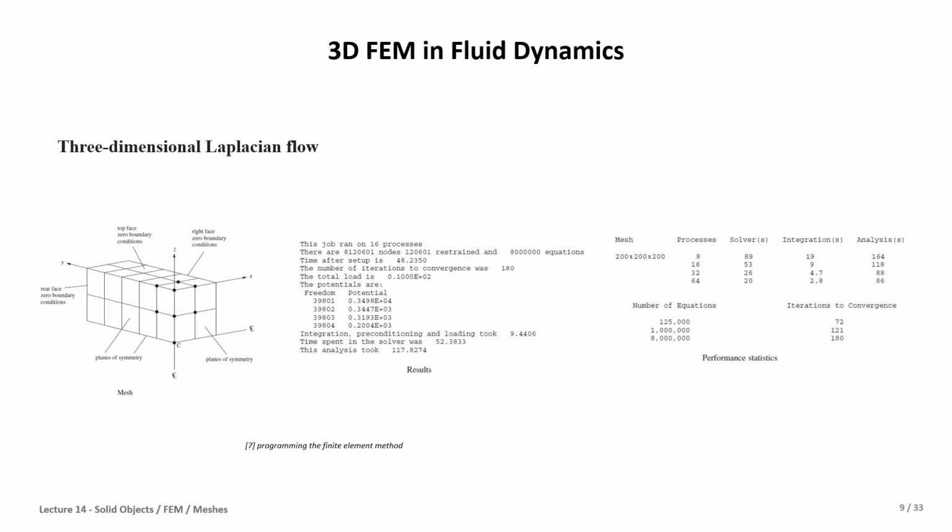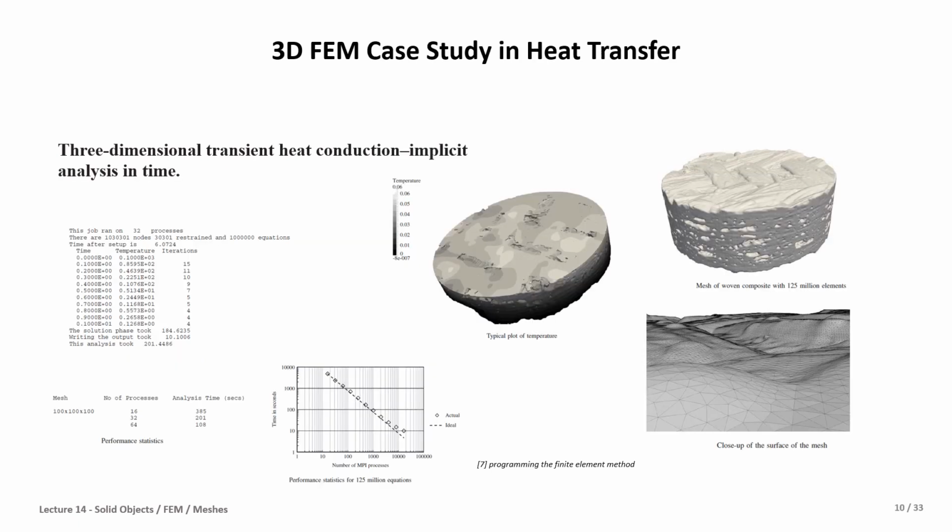86. This is another example, a three-dimensional transient heat conduction with implicit analysis in time. As you can see, the mesh size here provides different detail. Here is a close-up of the surface of the meshes, and you see how it looks. For every mesh, if we choose a different size, we will have different detail, because the solution comes from these nodes.